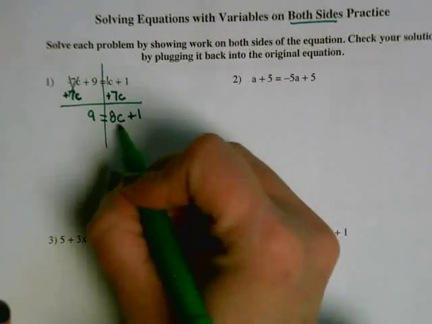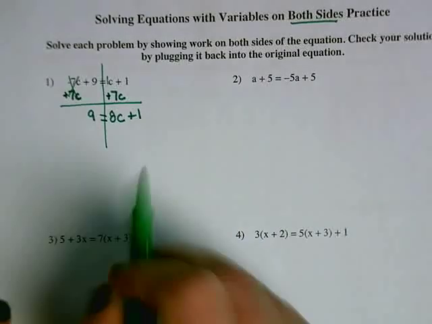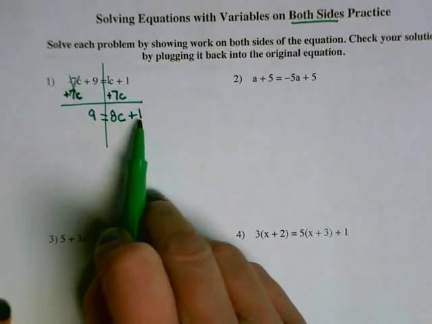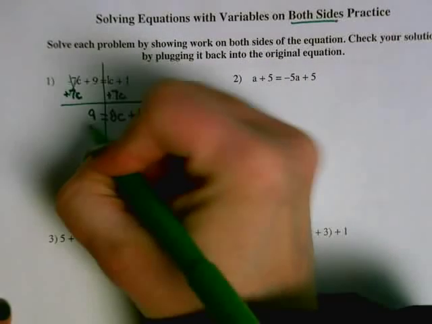So now it's this c that I want to get by itself. What's in the way of the c's being by themselves? This plus 1, that's got to go.